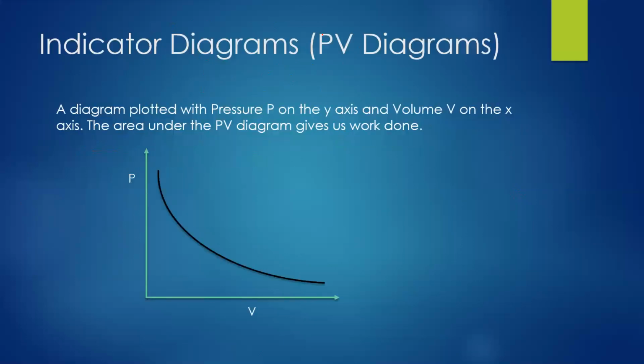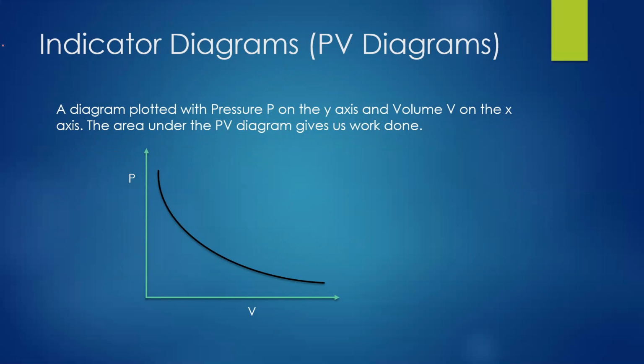And finally, we come to a concept called indicator diagrams. Indicator diagrams are also known as PV diagrams, which are very, very important in thermodynamics. Most of the problems that we'll be solving, we'll have to plot or draw a rough sketch of a PV diagram and then proceed with our problem. So you need to understand the PV diagrams very nicely.